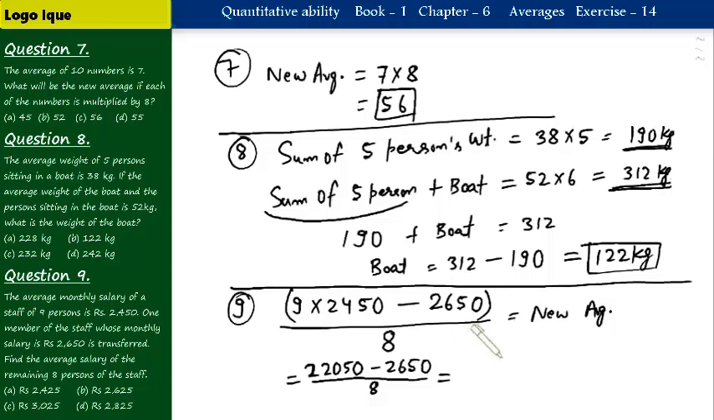Now 22050 minus 2650, so it will become 19400. So 19400 upon 8. If you divide this, 8 2s are 16, 34, 8 4s are 32, then 20, so 8 2s are 16, 40, so 5. So 2425 rupees is the new average of 8 people. This is again a straightforward, simple question.